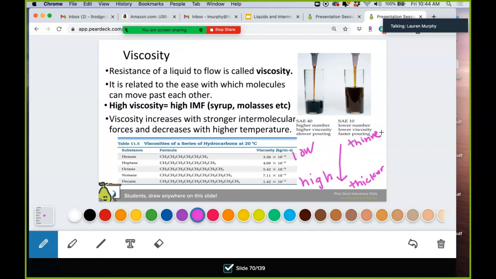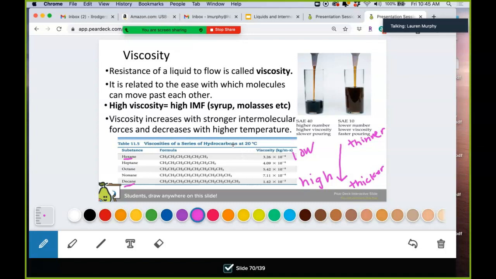And obviously, these are hydrocarbons, okay? And they're getting bigger and bigger and bigger. So this is more and more dispersion forces. This guy would have the strongest dispersion forces relative to this guy, which would have the weakest. So this guy is the most viscous. It does not flow as easily. Decane does not flow as easily as hexane does, okay?